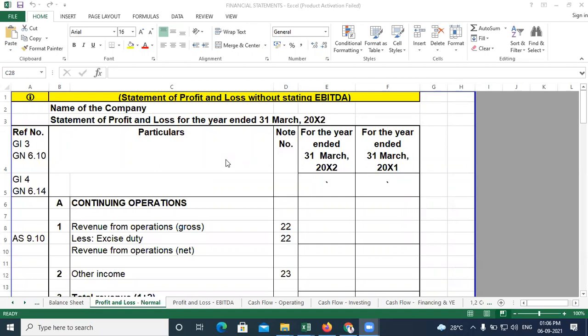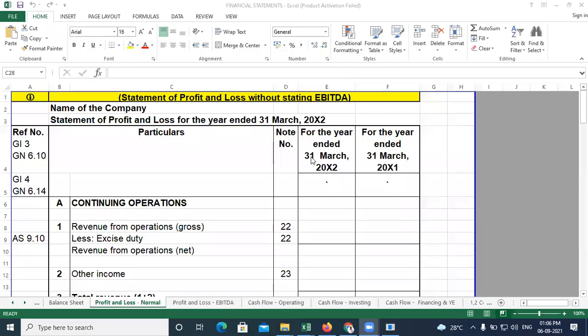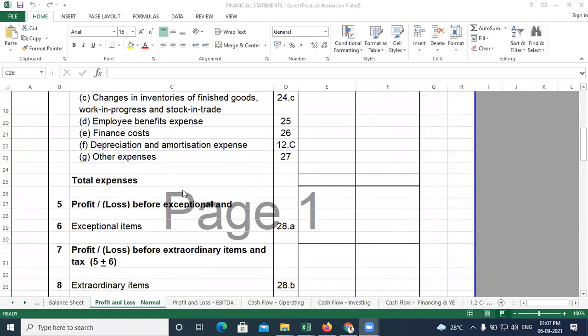In today's lecture, we're going to learn the entire format of profit and loss account. This profit and loss account format is as per Schedule 3 of the Companies Act 2013. This is a vertical format of profit and loss account, and in this, we have two parts, A and B.